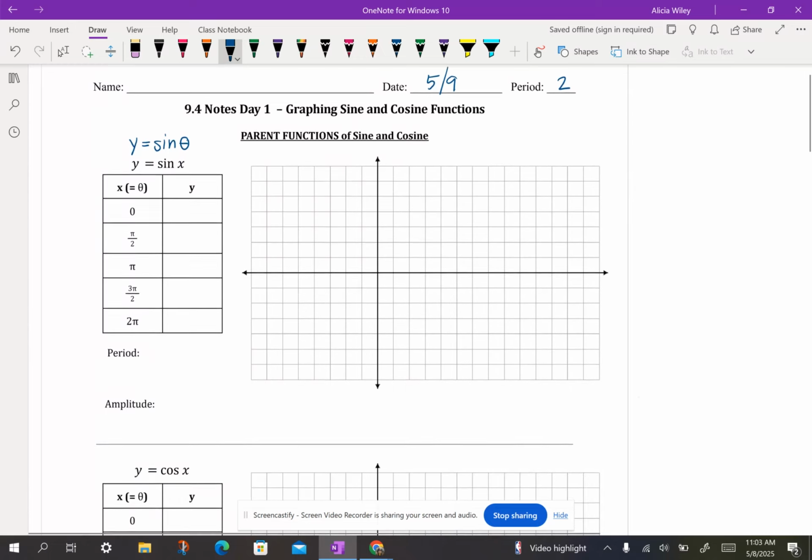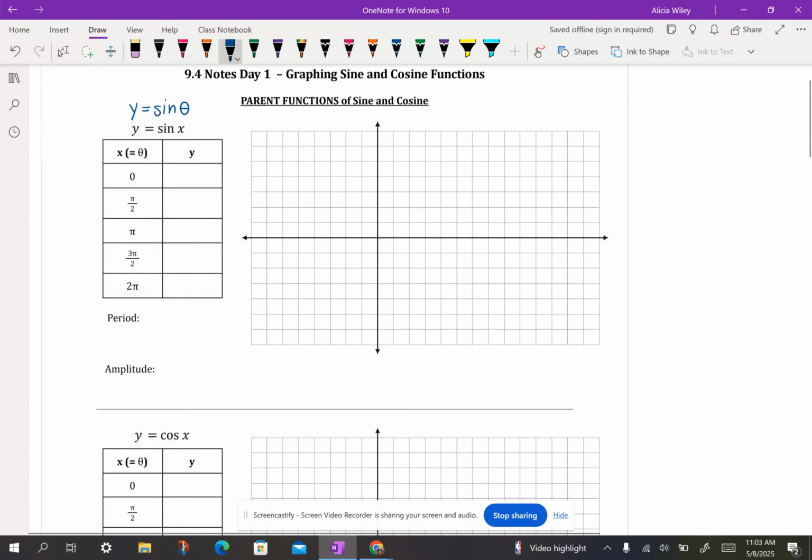Before we begin graphing this, we need to scale our graph. Remember that our x-axis also represents theta, so you could label it with x, you could label it with theta, depending on what variable is in our equation. I will accept either. And then our y values obviously are going to be on the y-axis.